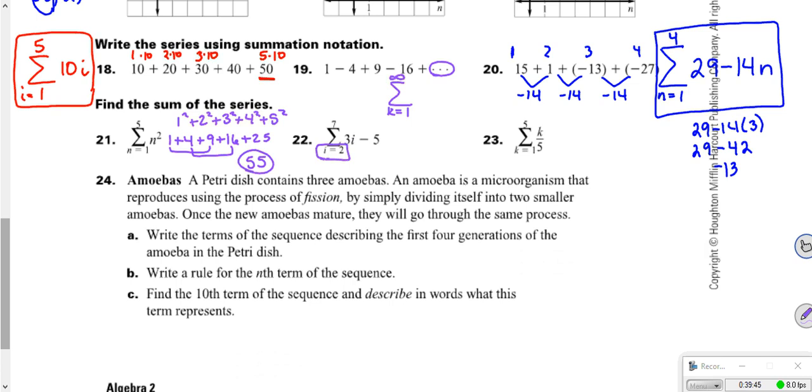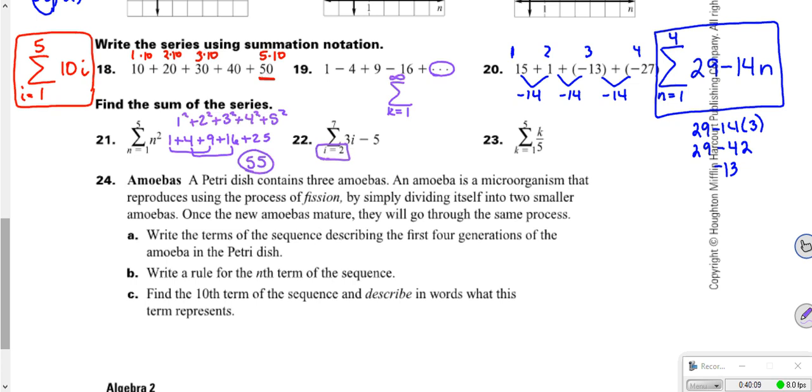Just kind of wanted to talk you through this. I'm going to do all of them. So it says a petri dish contains 3 amoebas. An amoeba is a microorganism that reproduces using the process of fission, by simply dividing itself into 2 smaller amoebas. Once the new amoebas mature, they will go through the same process. So write the terms of the sequence describing the first 4 generations of the amoeba in the Petri dish.